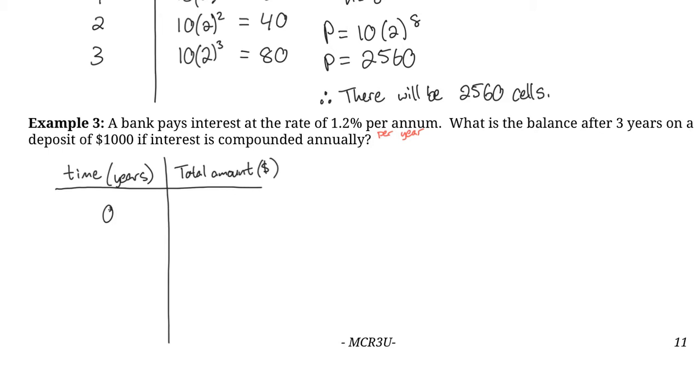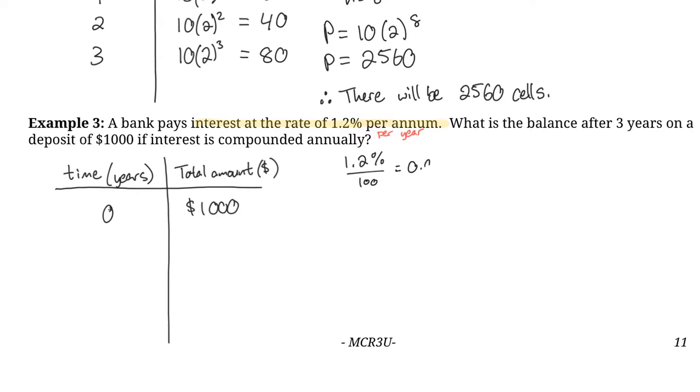So at the beginning, at 0 years, we have $1,000 because that's how much is deposited into the account. And we know that the interest rate is 1.2% per annum. It's added once a year. So before we find 1.2% of this $1,000, we need to turn that 1.2% into a decimal. And to do that, we can just divide by 100.